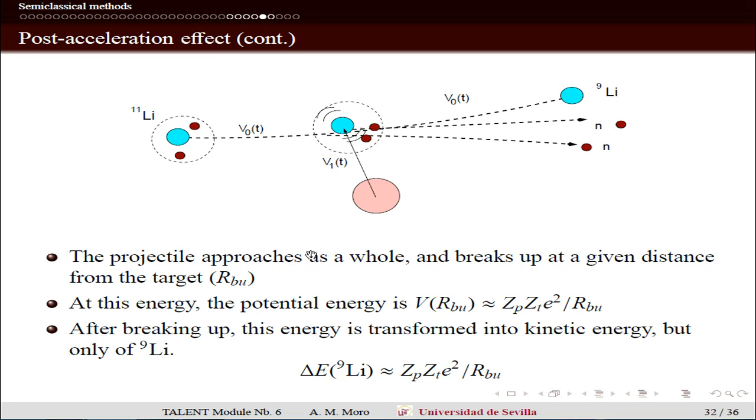So there is a potential energy of this value. Once the two neutrons are detached from lithium-9, the only object that is feeling the Coulomb interaction is the lithium-9. After it breaks up, the lithium-9 flies away, is repelled by the Coulomb potential, but only the lithium-9 is accelerated. The neutrons don't feel the Coulomb interaction, they just continue on their way. So this lithium-9 gains some kinetic energy of this order, and then is accelerated with respect to the neutrons. That is why we have this post-acceleration effect.